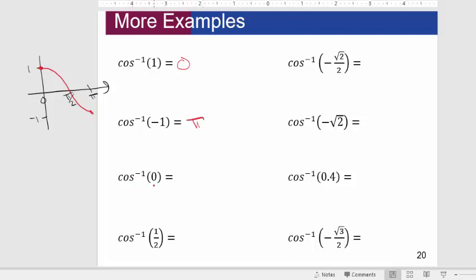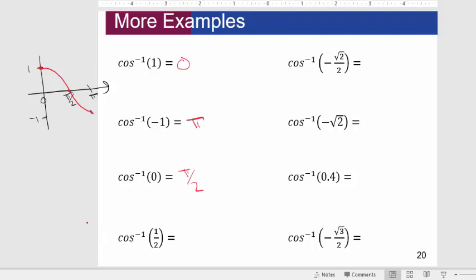Which x value gave me a y value of 0? Well, here's where y equals 0. Which x value gave me that? Pi over 2. Okay? Now here, inverse cosine of a half, well, I know it's a half right around here, so it's got to be between 0 and pi over 2.